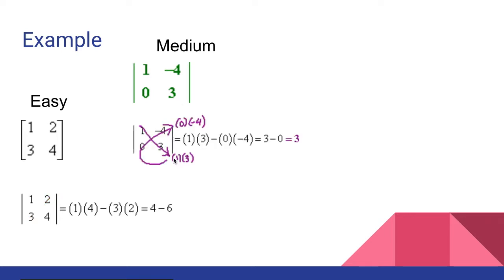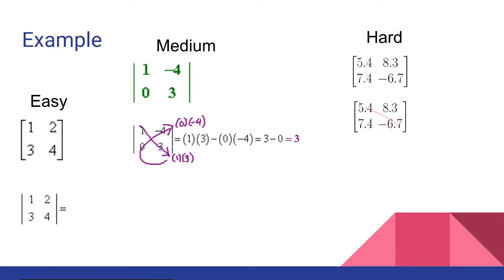and you would multiply 1 times 3 diagonally, 2 times negative 4, and you subtract all of them, which gets you 3. And then a harder problem, I added decimals, and you would multiply 5.4 times negative 6.7 and 7.4 times 8.3. And you subtract both of the equations, and you get negative 67.42.